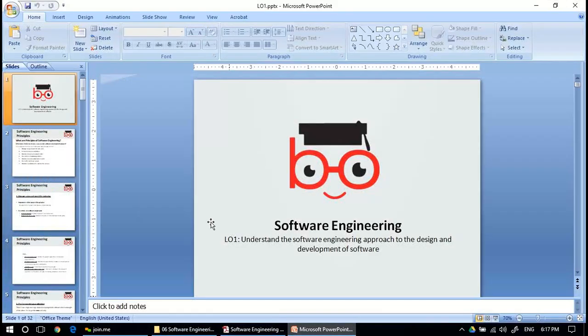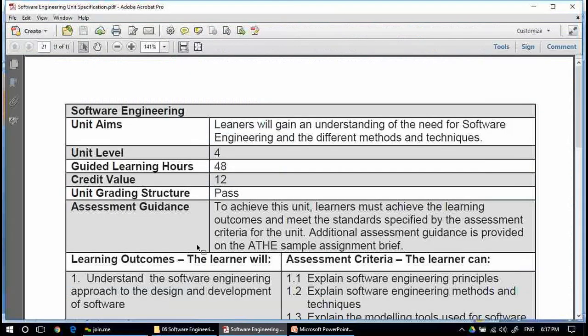Right. So I start with the software engineering.